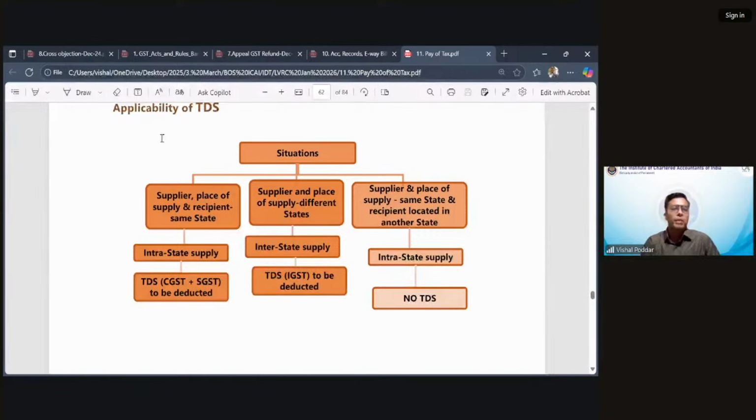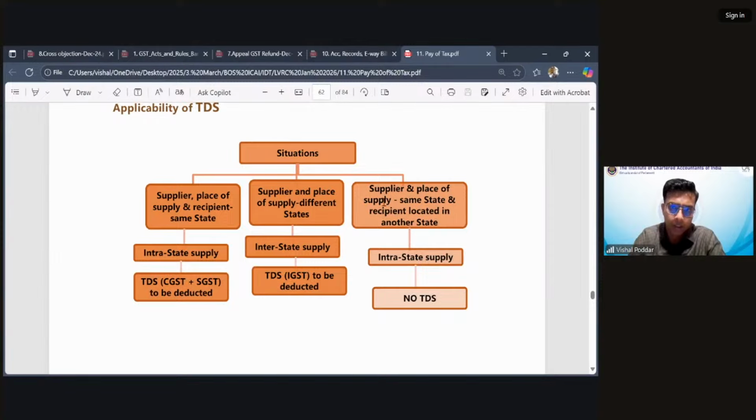So, applicability of TDS situations. Supplier, place of supply, and the recipient, that is government, all are in the same state. So the TDS will be CGST plus SGST, and anyways, it is an intrastate transaction because the supplier and place of supply both are, let us say, in Maharashtra. Next, supplier and place of supply in different states. It is an interstate supply. So obviously the government will deduct TDS of IGST.